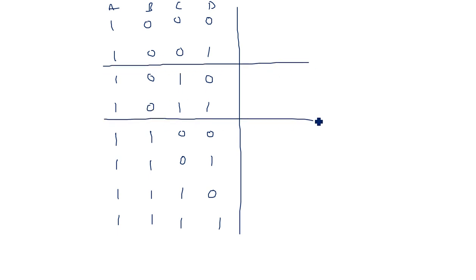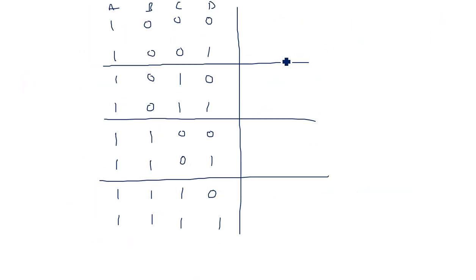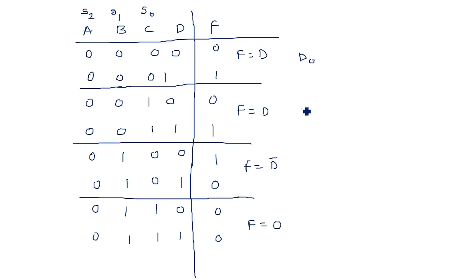So now it is A, B, C and D. Again divide that into 2 each. What is F now here? The question is given for 11, 12, 13, 14, 15 and the remaining are all zeros. So F is equal to 0 here. This is D1, D2, D3.